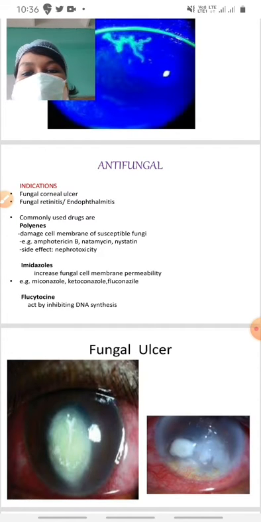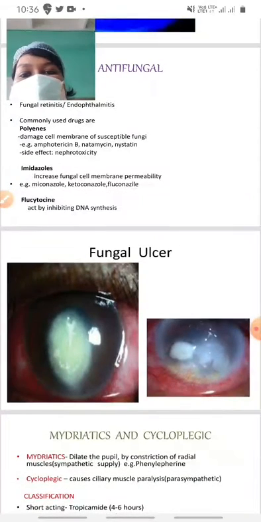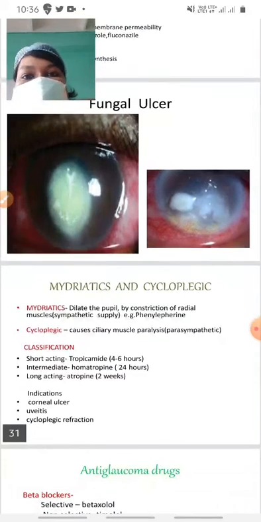Next is the imidazoles. So they increase the cell wall permeability, and examples are miconazole, ketoconazole. These are also toxic to the kidney. Another is flucytosine, and they act by inhibiting the DNA synthesis. So these are the pictures of a fungal ulcer. We can see the thick white affection of the cornea. They can be treated by these antifungal drugs that you saw.